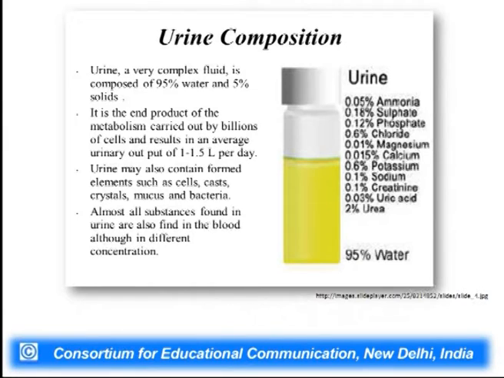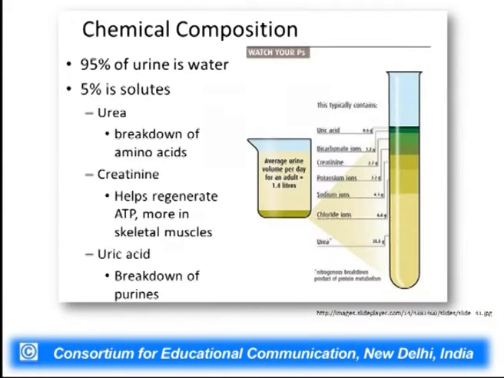If we see the image over here, 95% of urine is composed of water, while the 5% remains ammonia, sulfate, phosphate, chlorine, magnesium, calcium, potassium, sodium, creatinine, uric acid and urea, of which urea is of the highest percentage.